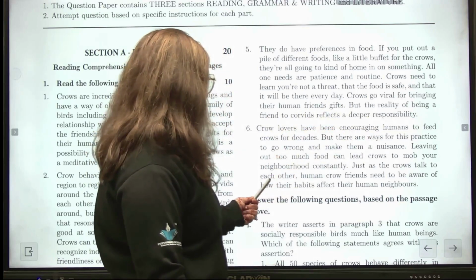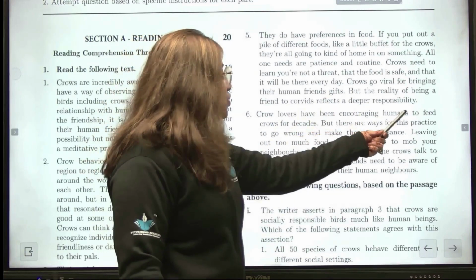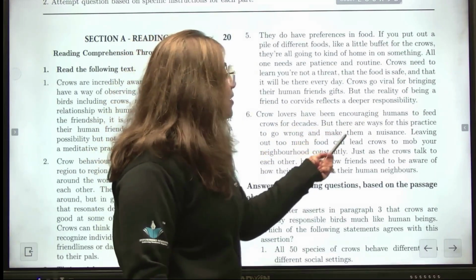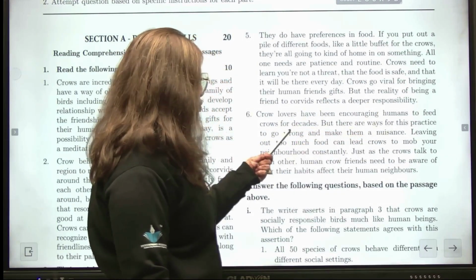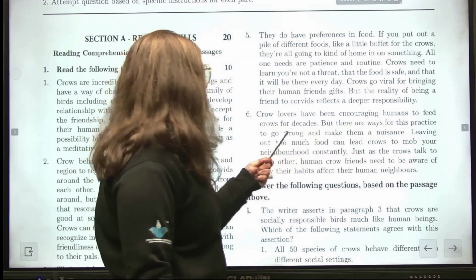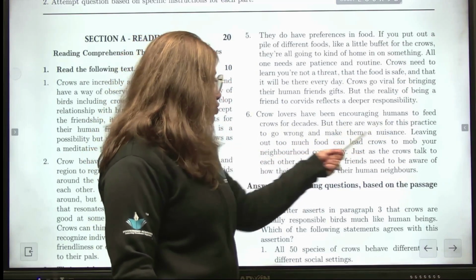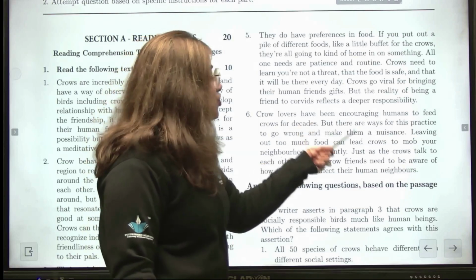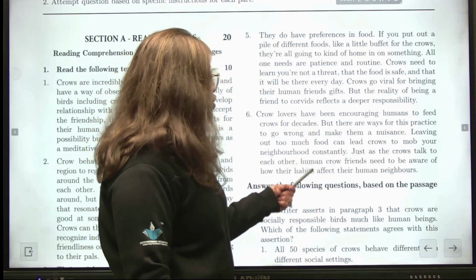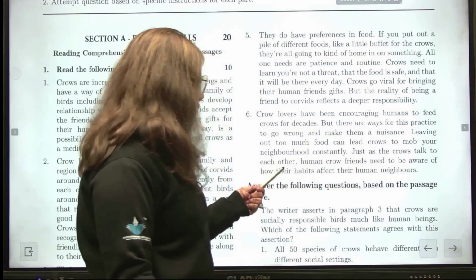Crows go viral for bringing their human friends gifts, but the reality of being a friend to crows reflects a deeper responsibility. Crow lovers have been encouraging humans to feed crows for decades, but there are ways for this practice to go wrong and make them a nuisance. Leaving out too much food can lead crows to mob your neighborhood constantly. Just as the crows talk to each other, human crow friends need to be aware of how their habits affect their human neighbors.